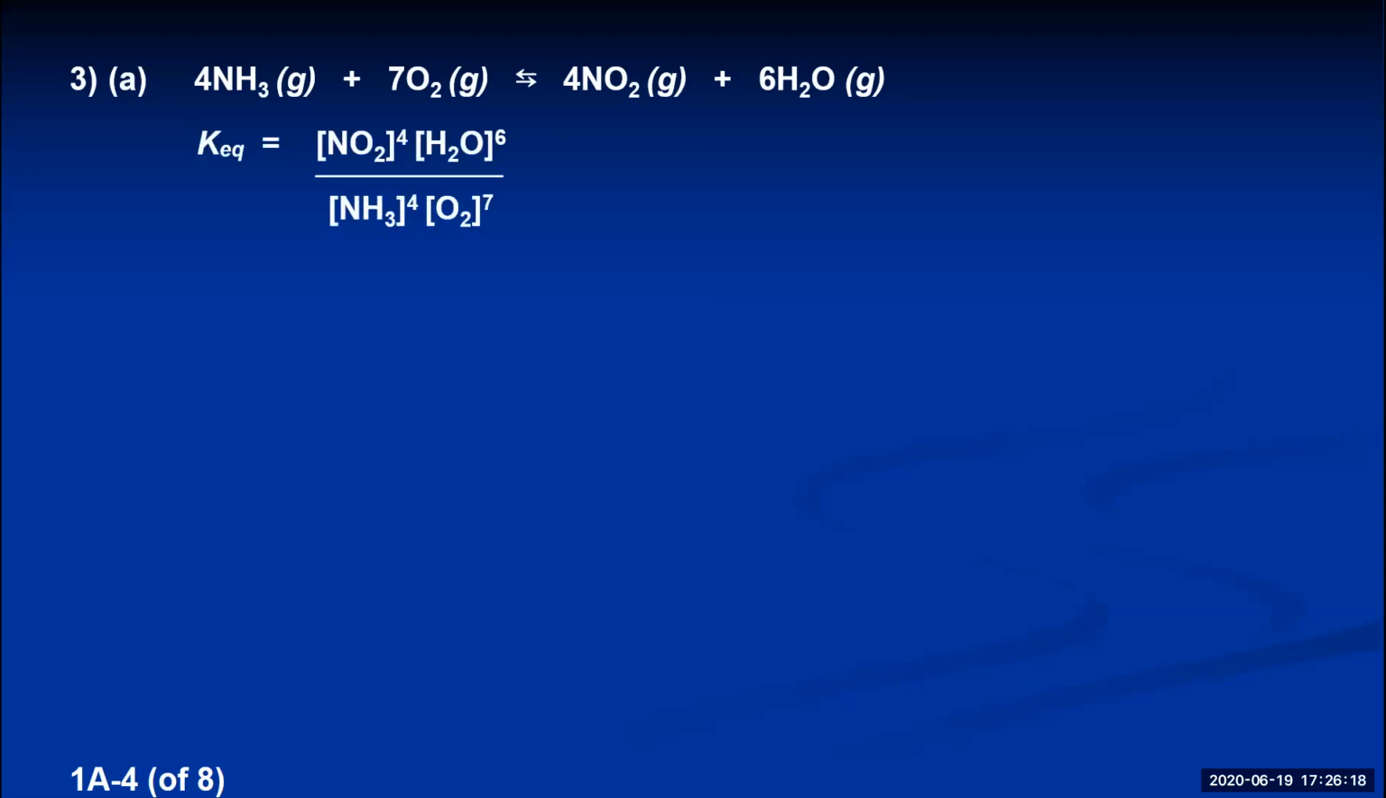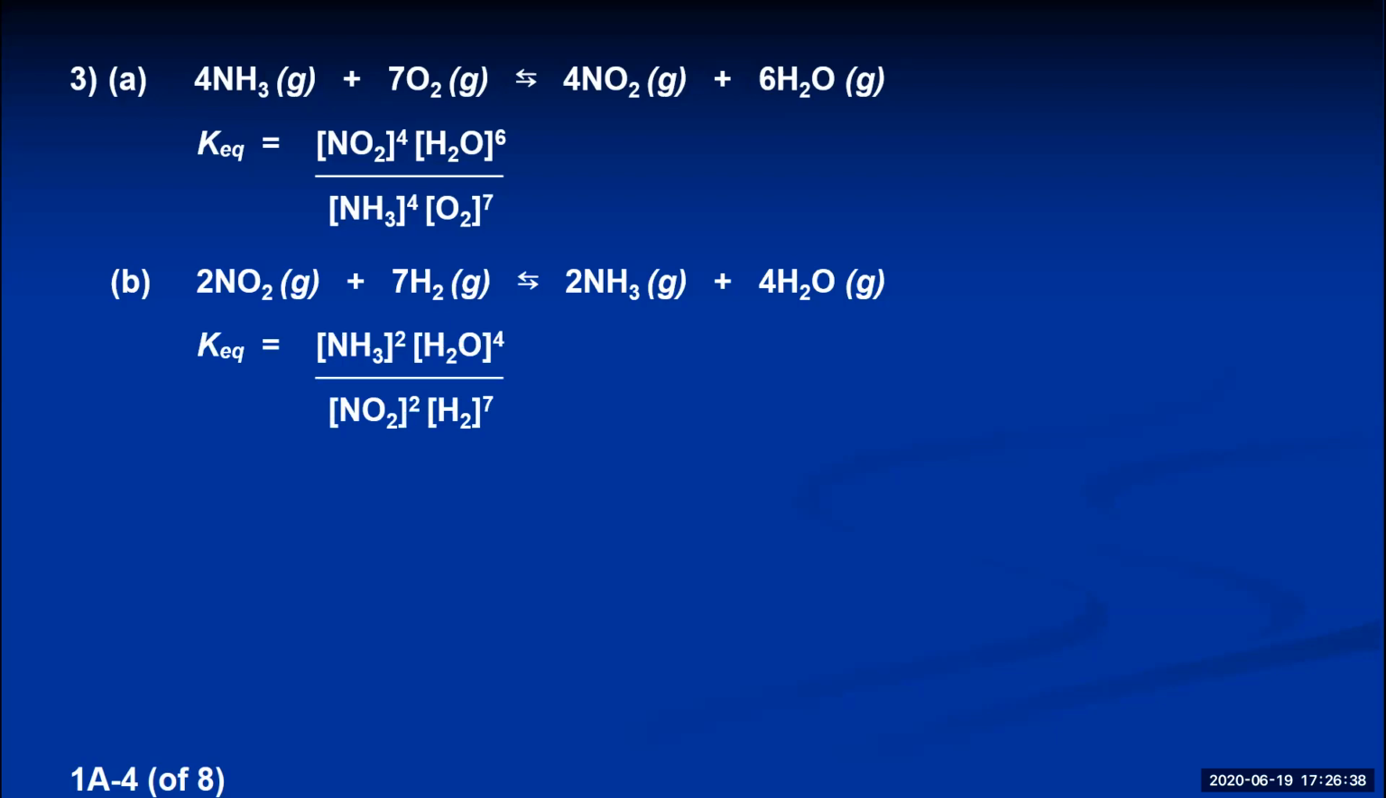In A, it should be the concentration of NO2 to the 4th, multiplied by, not added, the concentration of H2O to the 6th, divided by the concentration of NH3 to the 4th, multiplied by the concentration of O2 to the 7th. For B, products over reactants, it should be the concentration of NH3 squared multiplied by the concentration of H2O to the 4th, divided by the concentration of NO2 squared multiplied by the concentration of H2 to the 7th.